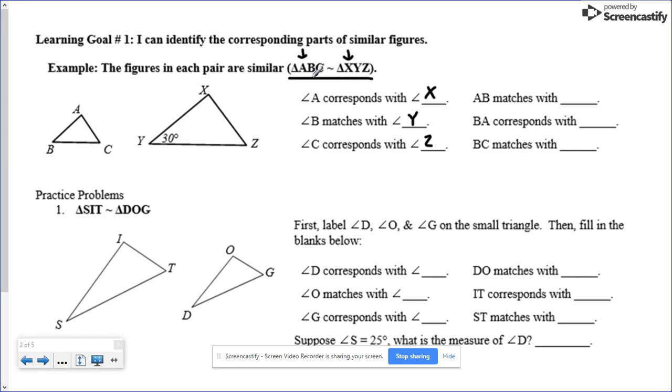AB was the first 2 letters of this triangle, so I'm looking for the first 2 letters of this triangle. That would be XY. BA, that's the second one and then the first one. So I'm going to do the second one and then the first one of this one, which would match up with YX. And BC, the last 2, match up with YZ.